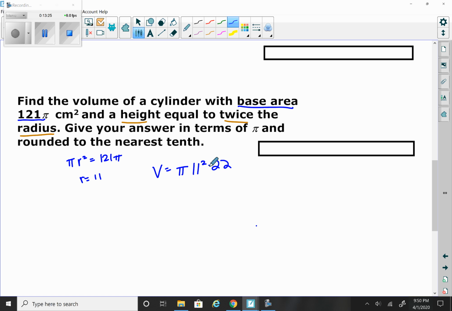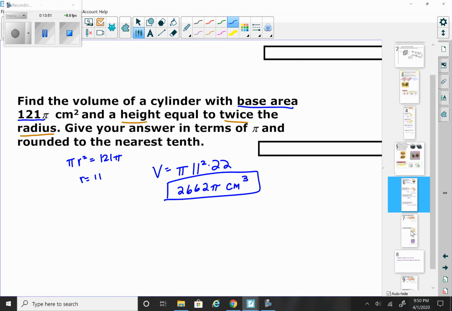121 times 22. I'm going to get 2,662 pi. And again, this is centimeters cubed. So just double check and make sure that you would come up with that same answer as I just did. So again, we've got our cylinders and our prisms for volume. Consistently here, it's the area of the base times the height.